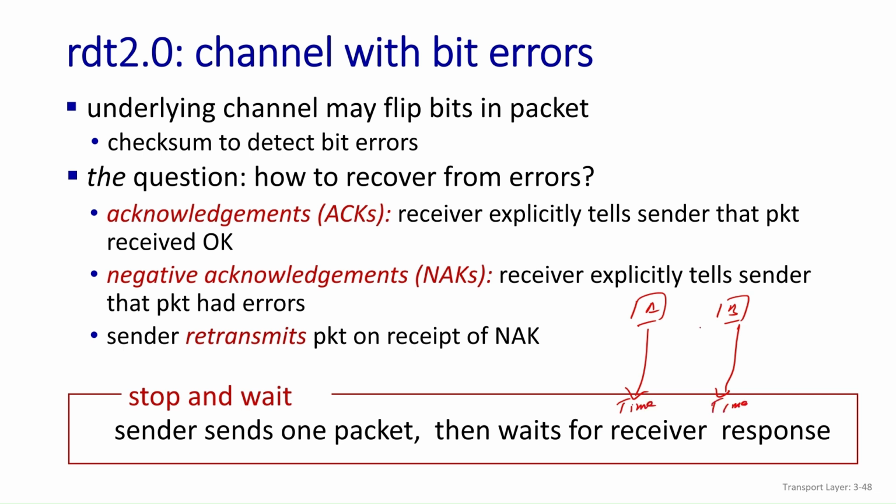So in stop and wait, what we do is we transmit one segment or packet and then we wait for acknowledgement, or say in this case, negative acknowledgement. Upon receiving an acknowledgement or negative acknowledgement, we proceed sending the next segment. So that's why we call it stop and wait. We transfer one segment and then wait for acknowledgement, in this case a negative acknowledgement.